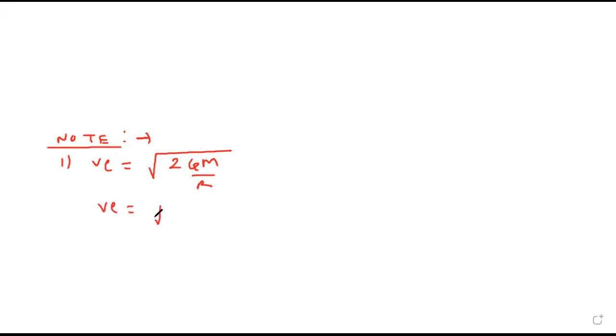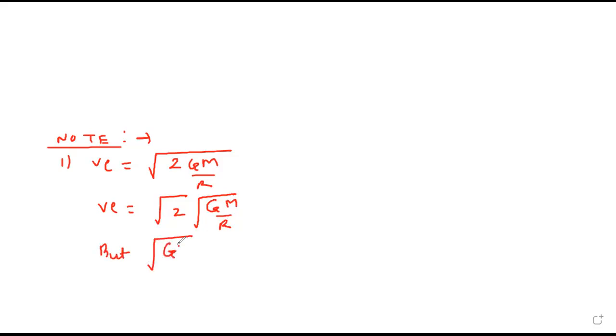Last class we did the escape velocity formula. Now on that escape velocity we have to write certain notes. First one, escape velocity is root of 2 times GM by R. So this is root of 2 into root of GM by R.